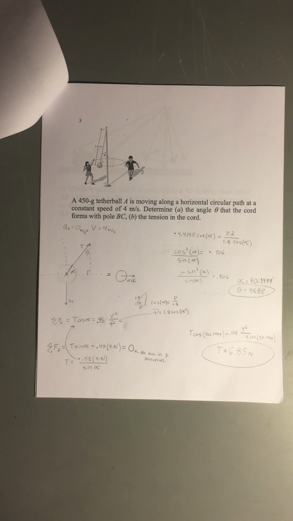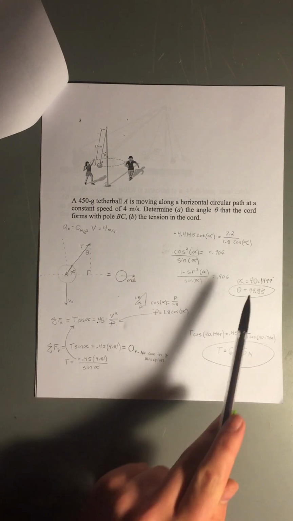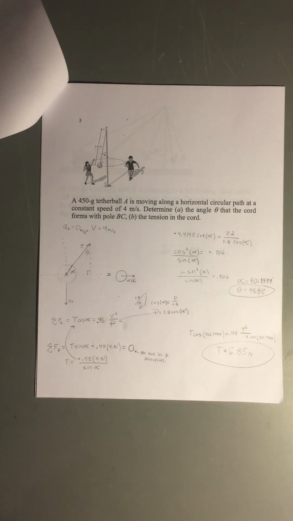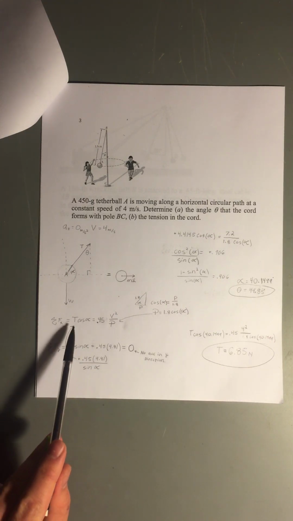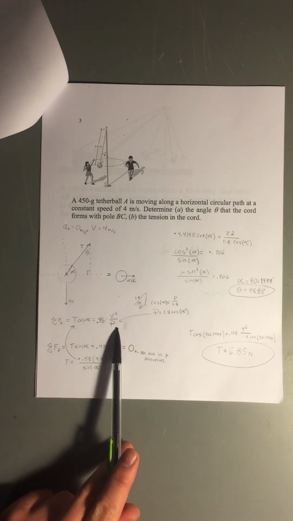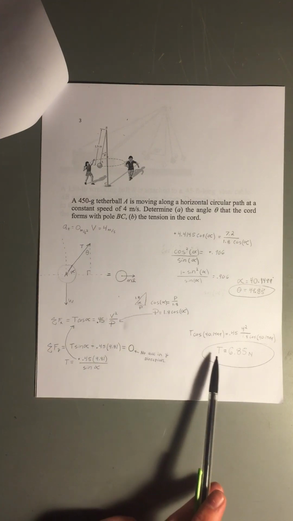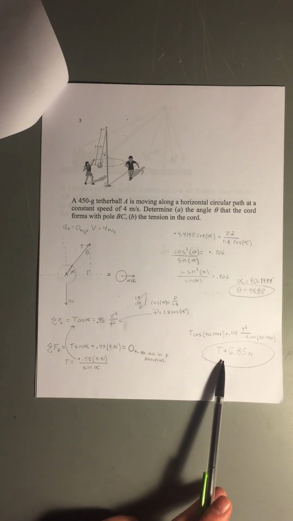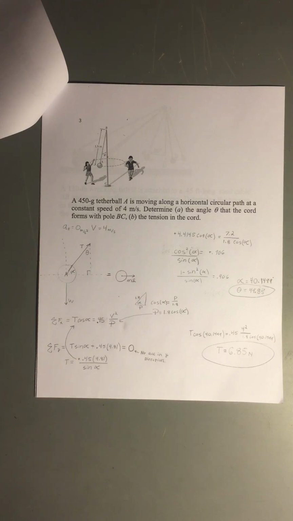And then on part B, we have to find the tension in the cord. And we can use the equations that we've already created and just plug in our found value for alpha. And so plugging alpha into this equation and replacing our rho again in terms of alpha, we can solve this and find that the tension in the cord is 6.85 newtons.